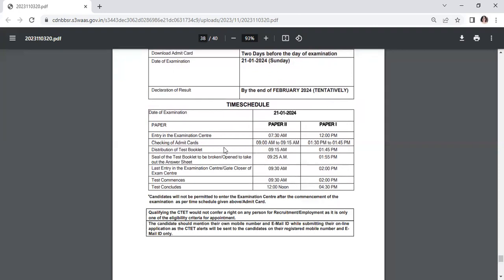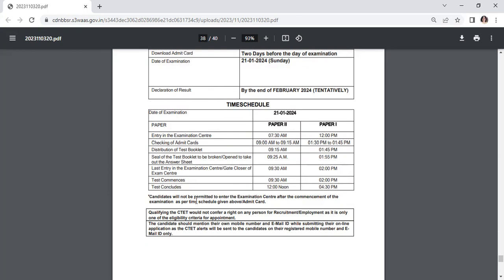Then all those things I have already discussed. Entry to the examination center is 7:30. Then checking of admit card 9 to 9:15. Then distribution of the test booklet 9:15. Seals of the test booklet to be broken open at 9:25. Last entry to the examination 9:30. Test commences at 9:30 and test concludes at 12 noon. Same for paper first: 12, 1:30, 1:45, 1:55, and 2 p.m.